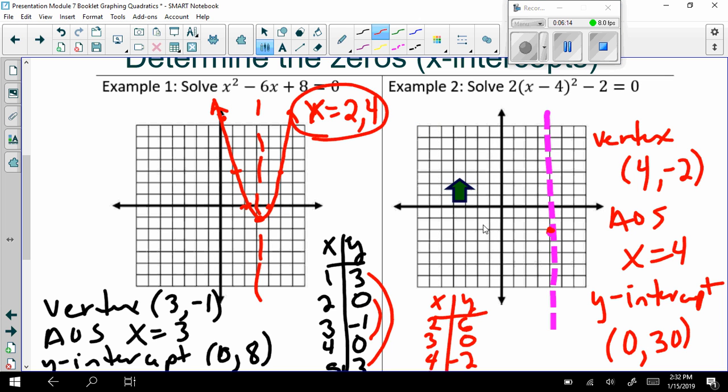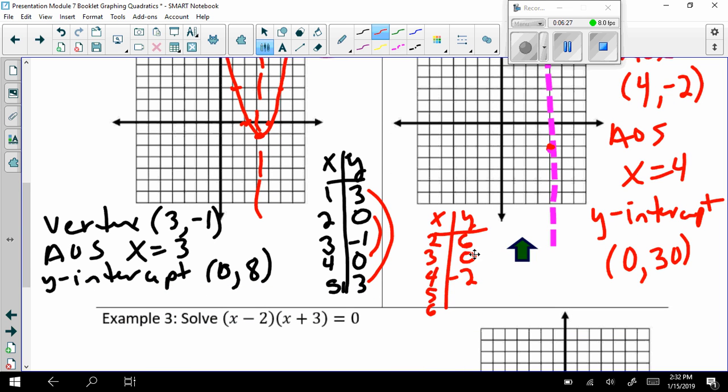Okay, so I plugged 2 in here and did 2 minus 4. I squared it, I multiplied by 2, I subtracted 2. I got 6. And then I plugged 3 in, and I got 0. Now, right away, you can see 3 is going to be one of our answers because that y value is 0. I'm going to go ahead and get my graph done, and I am going to use my symmetry here. So if I plug in 5, I should get 0, and if I plug in 6, I should get 6.